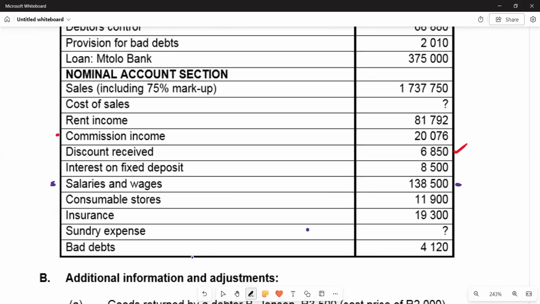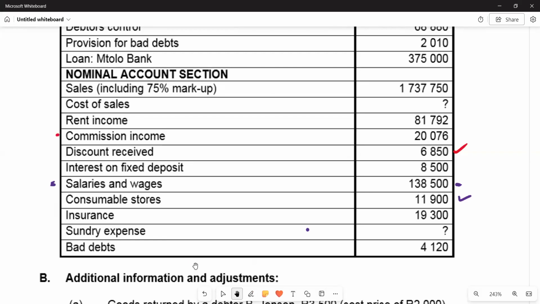So consumable stores comes as part of our stock. The consumable stores that will be given in the list of balances here, like this one, 11,900, represents the total of consumable stores that was bought. So what we need to put in the income statement under operating expenses is the expense part of that consumable stores. And the expense part is the consumable stores that was used during the period. We can only find it when we go to the additional information and see if there are consumable stores that was left at the end of the period. If we have them, we have to subtract them from the total that was bought, so that we remain with what was used, which is the expense.